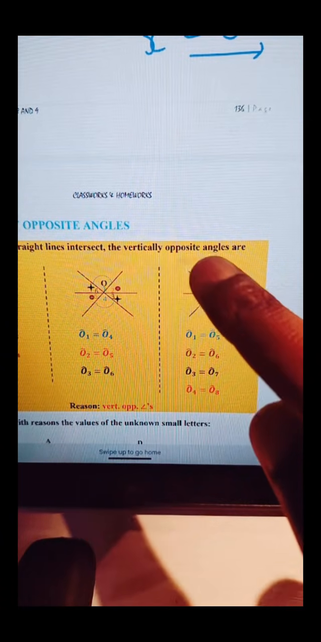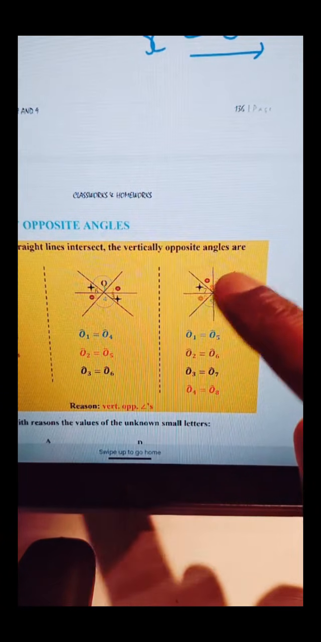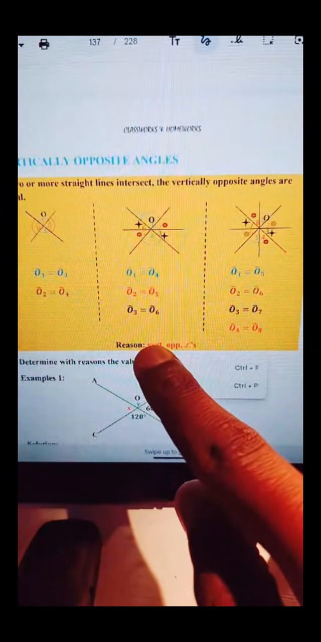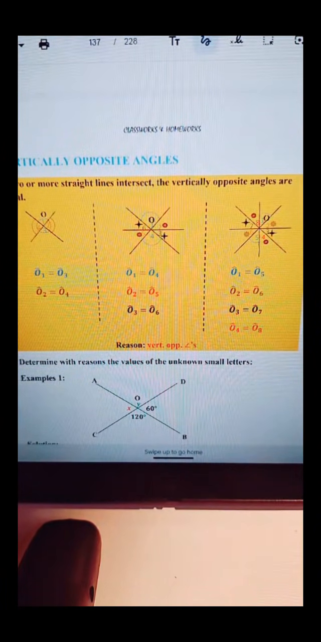O3 and O7, we say they are vertically opposite. O4 and O8, we say they are vertically opposite. Angle O5 and O1, we say they are vertically opposite. And angle O2 and angle O6, we say they are vertically opposite angles. So they have actually listed the angles that are equal, which we refer to as vertically opposite angles, for the different scenarios. And when we apply the reason, we say vert. op. angles. That is the reason whenever we have to use that.